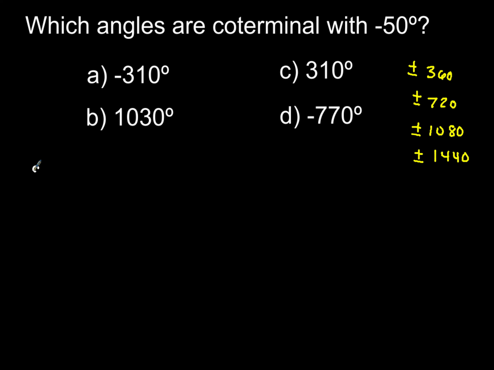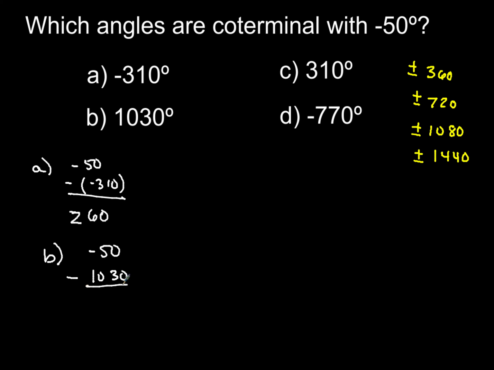So let's take a look at A. If I have negative 50 and I subtract negative 310, that gives me a total of 260 degrees, which is obviously not a multiple of 360. Moving on to B. If I have negative 50 and I subtract 1030, I will have a grand total of negative 1080, which is a multiple of 360. So yeah, answer B is a correct choice.